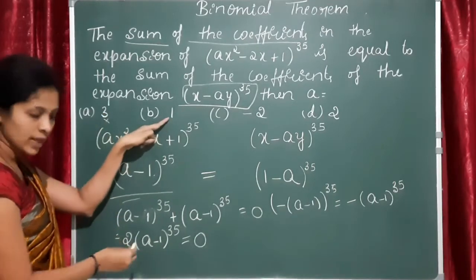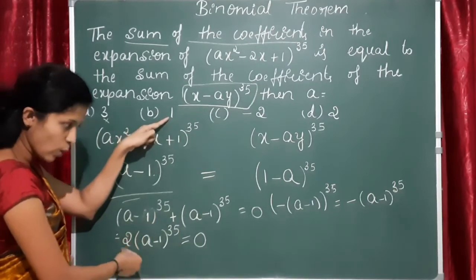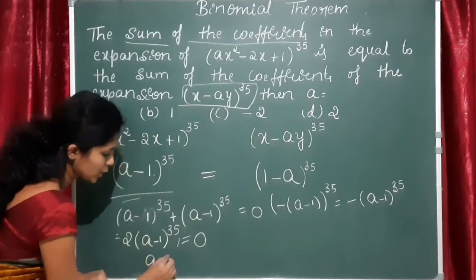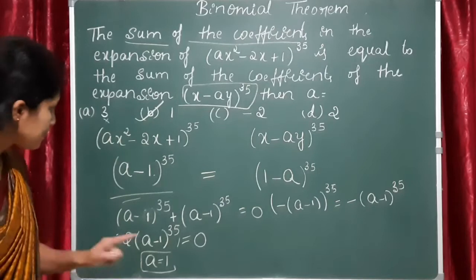Can I substitute 1? If I substitute a as 1, 1 minus 1 will be 0. So this whole term will be 0. So the value of a should be equal to 1. Is it clear? This is the answer: a is equal to 1. That is option B.